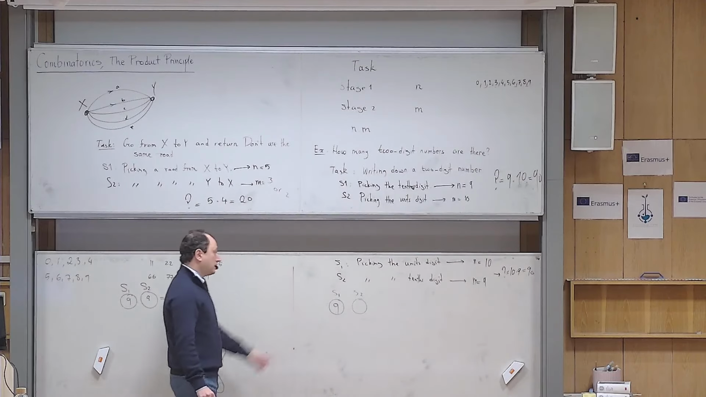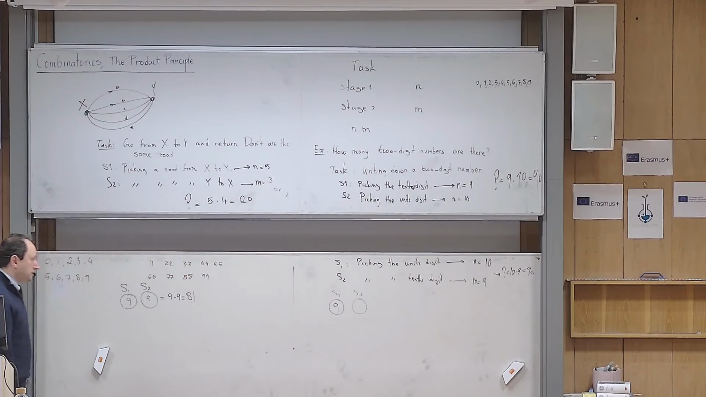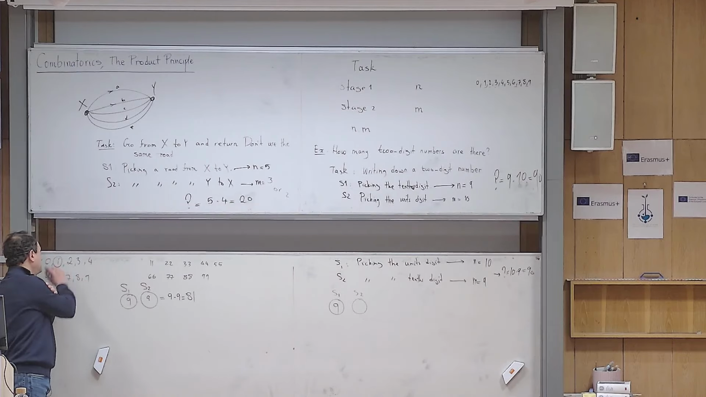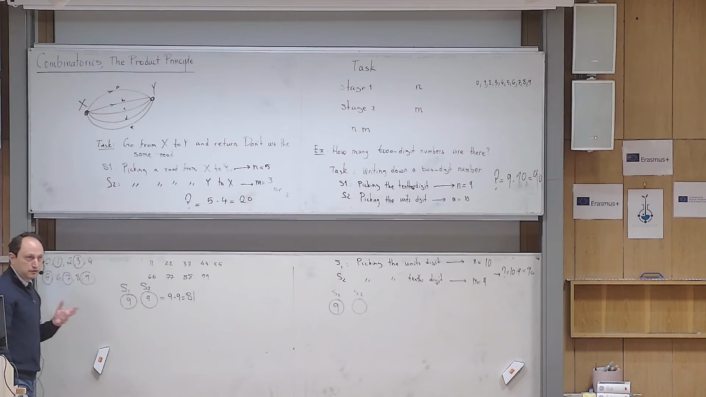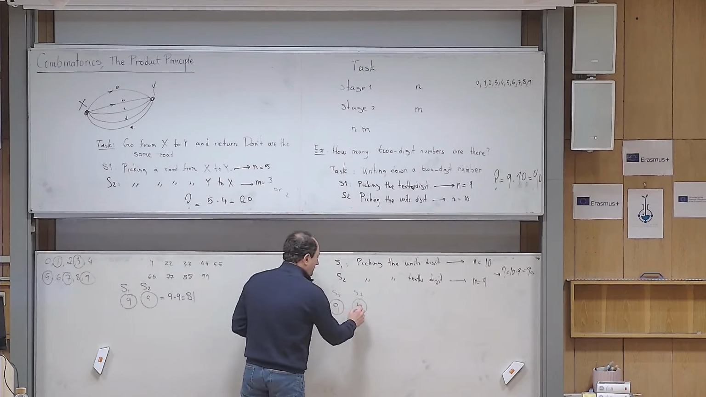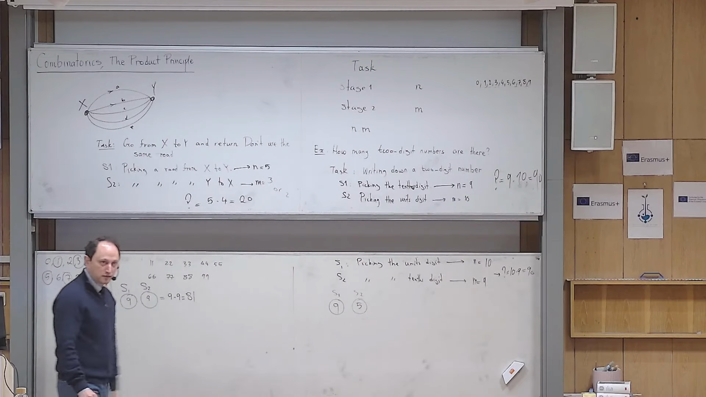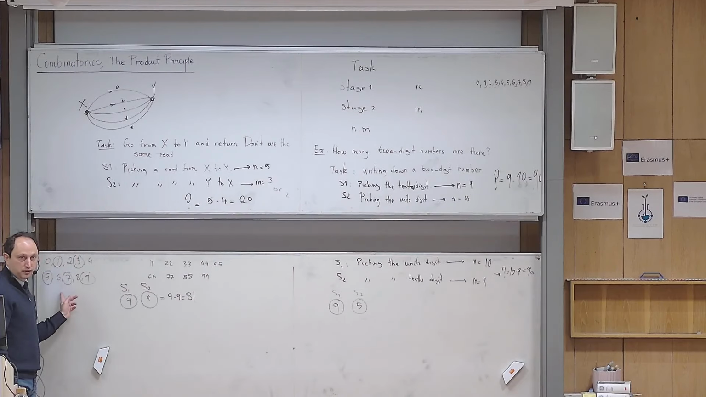Now my goal is to write an odd two-digit number. So what does it mean? It means that I have a constraint for S2. Which numbers are allowed to be chosen for the units digit if I want my number odd? Only odd numbers. So this one is possible, this one, this one, this one, this one. So how many of them are there? 5. But be careful. You need to understand, is it possible to write 5 independent of my choice in the first stage?